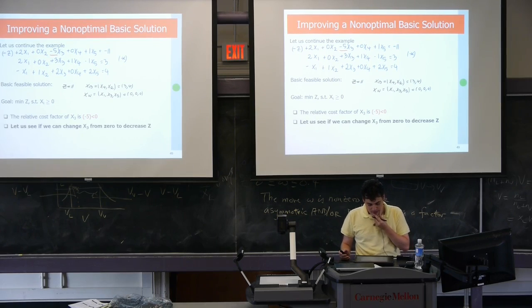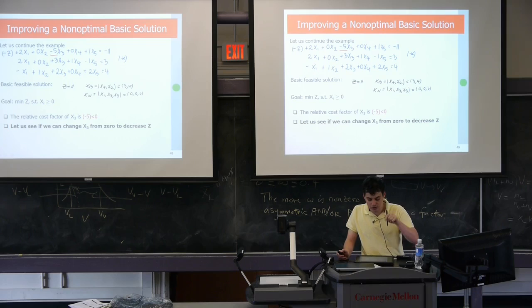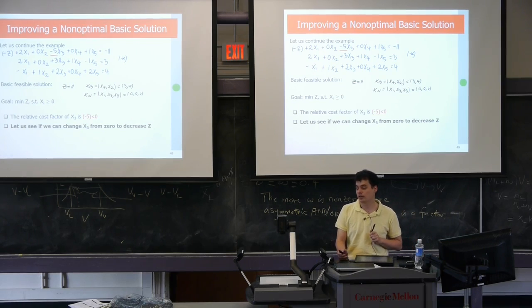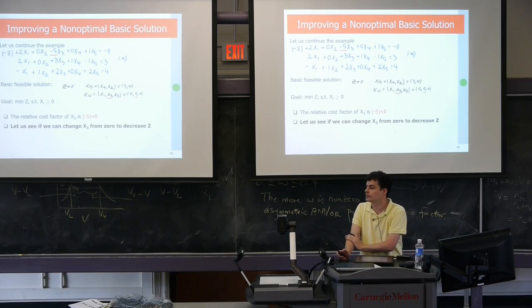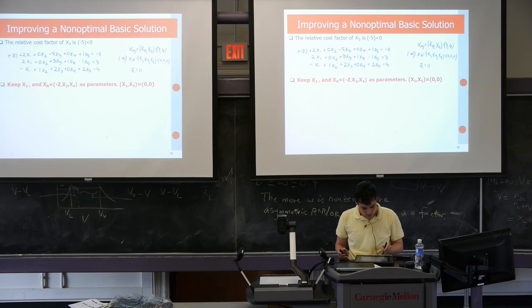We will see that because the coefficient of x3 is negative, it means that if we change x3 from 0 and increase its value, then we can decrease the value of z. So currently, the value of x3 is 0 because it's a non-basic variable, right? So what we do is we keep x3 and the basic variables as parameters, and the other non-basic variables remain 0.